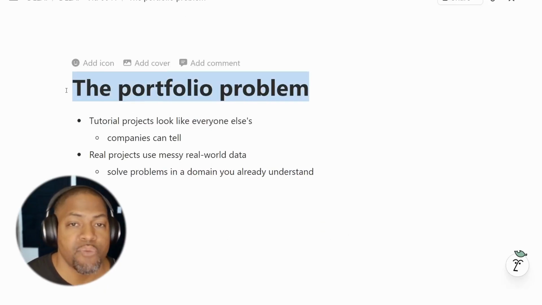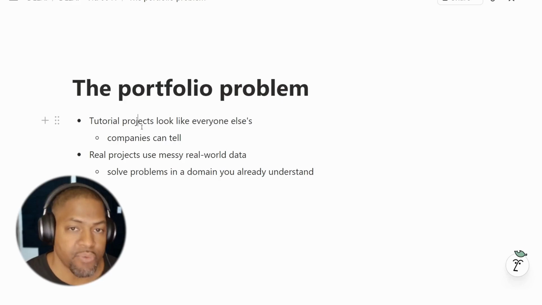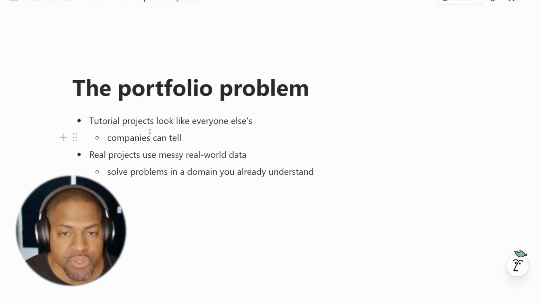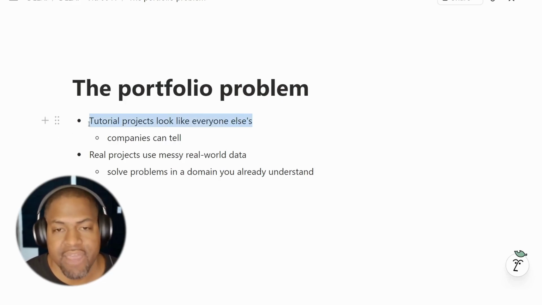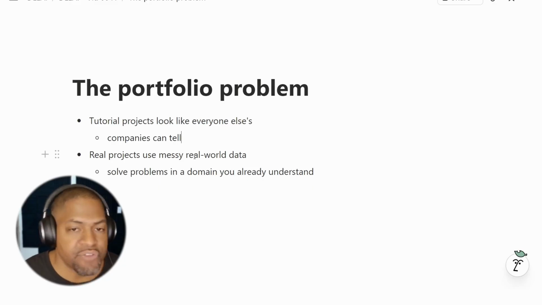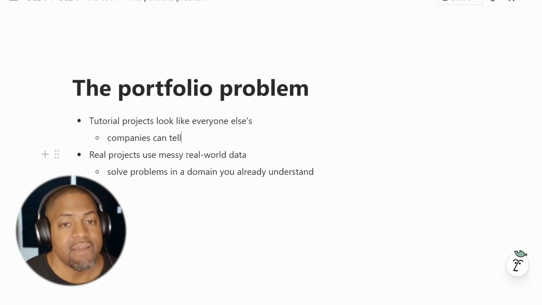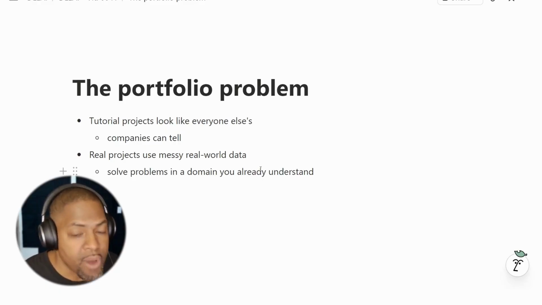Next is to understand the portfolio problem and recognize the issue with it. Right now, everyone's doing the same tutorial projects, and it looks like everyone else's, and companies can tell. It doesn't differentiate you from anybody else. Real projects use messy real-world data, and if you want to solve real problems in your domain, you want to actually use data that represents what they're doing on a day-to-day basis.